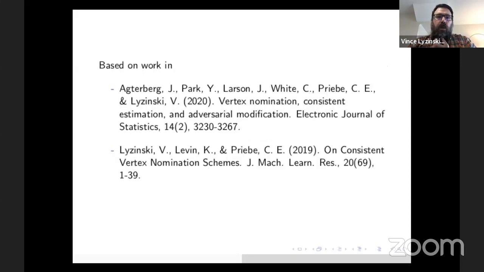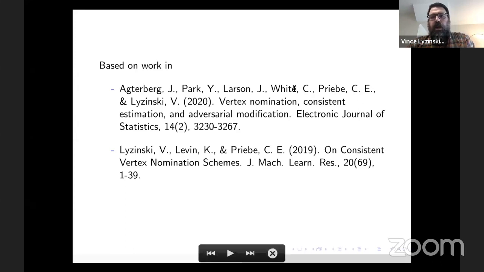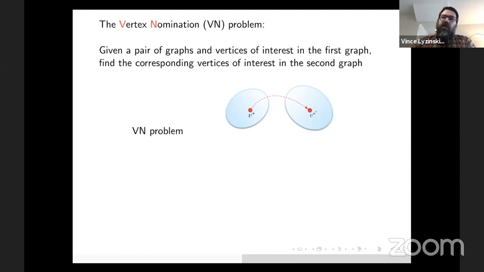Okay. So this is based on work in two recent papers of ours with colleagues across academia and at industry. Our colleagues, Chris White and Jonathan Larson, are at Microsoft Research, and some of their problem spaces sort of motivated our applications in this area. So this is the vertex nomination problem in a nutshell, and I wanted to present it very informally first and then get to the formals of it as I progress.